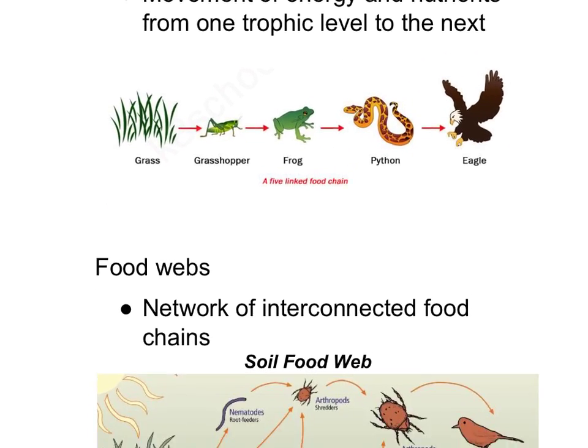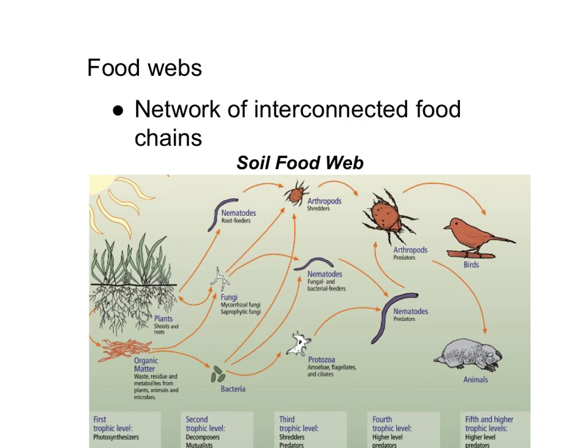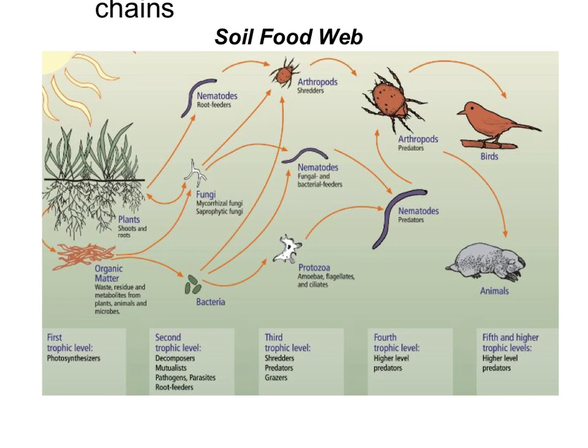All right, food webs are a little more complex, and in some cases a lot more complex, because in a food web you're putting together all of the food chains that can possibly be found in any ecosystem. Right, we've talked a lot about soil. Here we see a soil food web, and obviously it's always going to start off with our photosynthesizers. Okay, we have decomposers, mutualists, pathogens, parasites, root feeders in our second trophic level. All kinds of crazy stuff going on here.